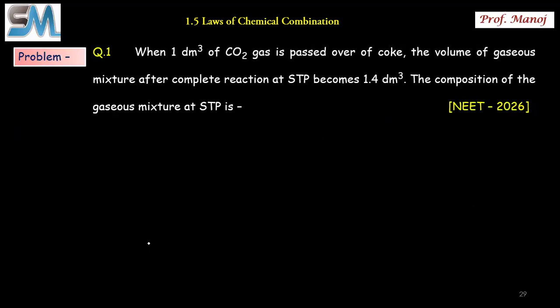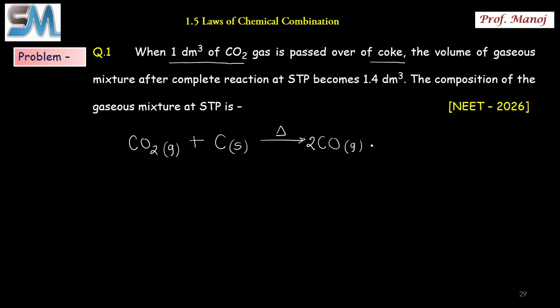Let us do a numerical problem which connects Gay-Lussac's law with Avogadro's law. The last two laws what we studied. And this was a question asked in NEET 2026 exam. Read it once again. 1 decimeter cube of carbon dioxide passed over coke. So what kind of reaction do we have? Carbon dioxide gas reacting with carbon solid. Heating is necessary. Volume of the product produced, which is going to be carbon monoxide. And if you balance the equation, this is 2 times.